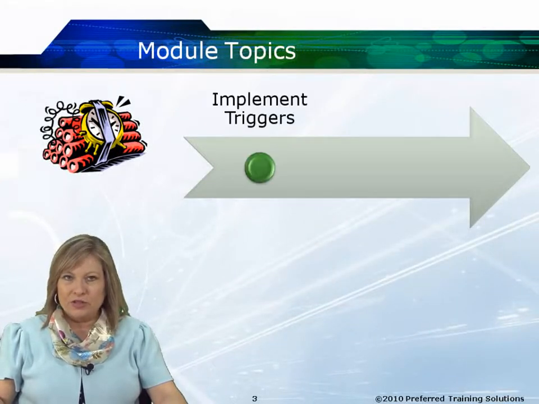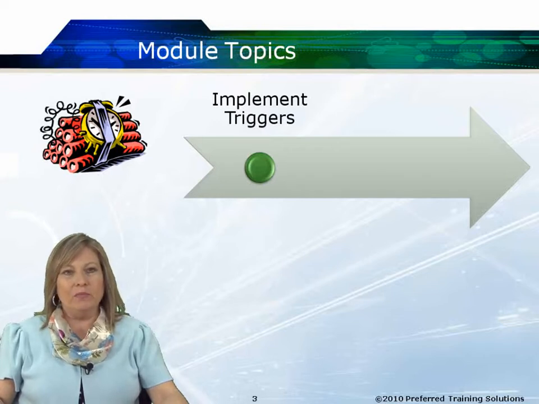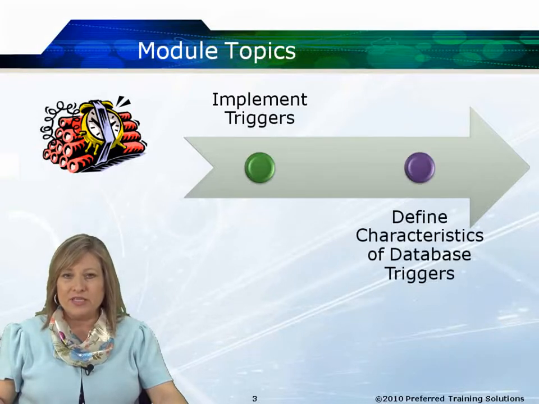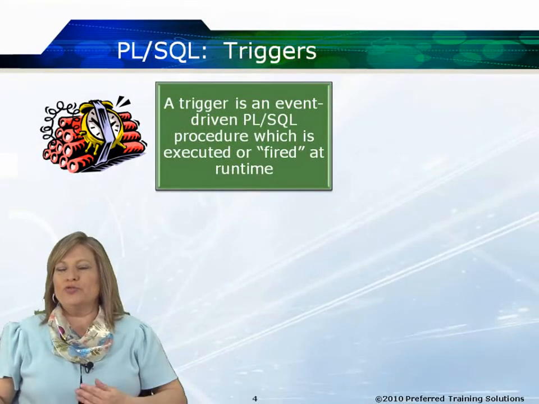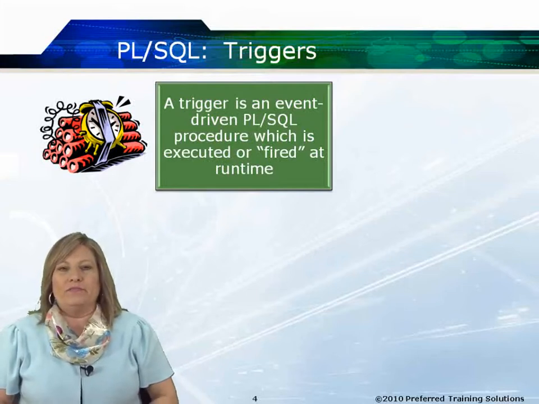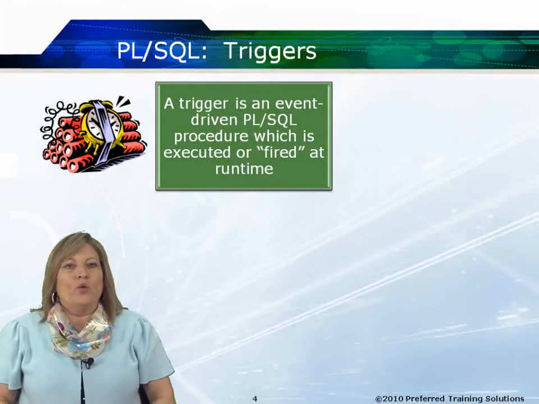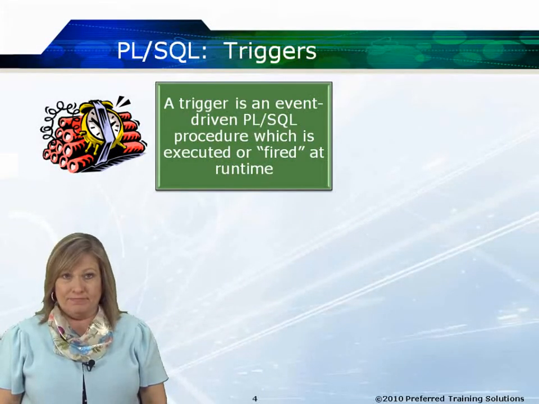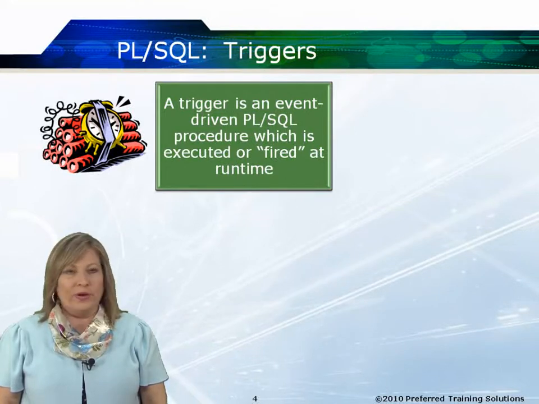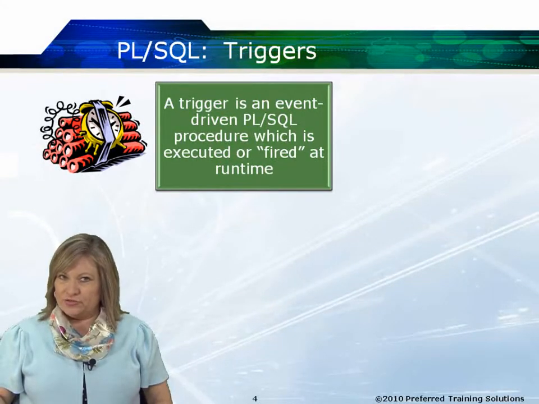Topics for this module include basically how to implement triggers. I'm going to define triggers, talk about what they are, all the different characteristics of database triggers. Now, to define it, a trigger is an event-driven PL/SQL procedure which is executed or fired automatically at runtime. The previous PL/SQL code that we've seen only executes when it's called by name. A trigger is event-driven.